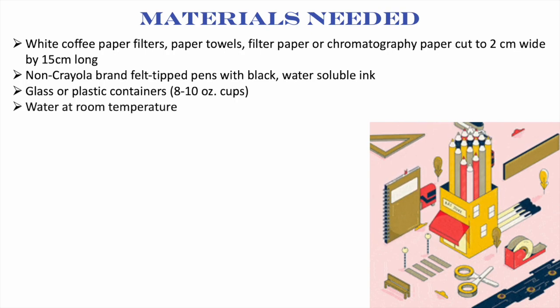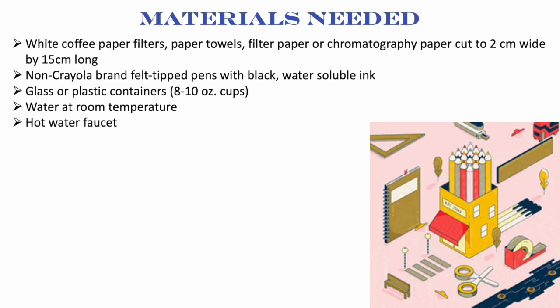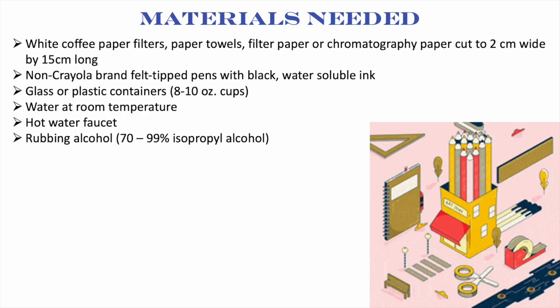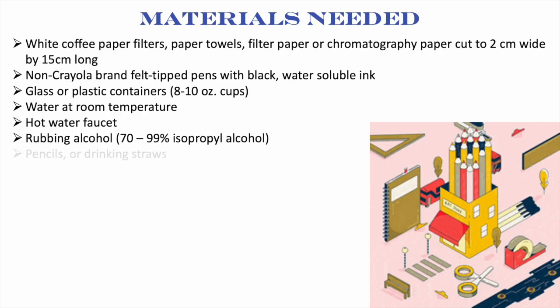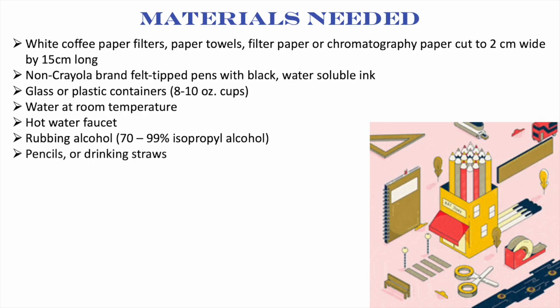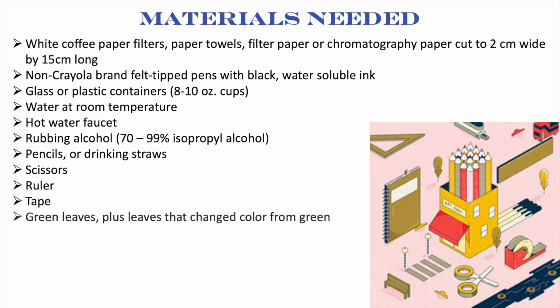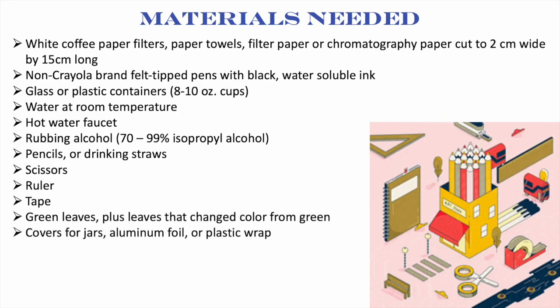Water at room temperature. Hot water from the faucet. Rubbing alcohol, 70% to 90% isopropyl alcohol. Pencils, popsicle sticks, or drinking straws, scissors. Ruler. Tape. Green leaves and leaves that have changed color from green. Covers for jars, aluminum foil, or plastic wrap.